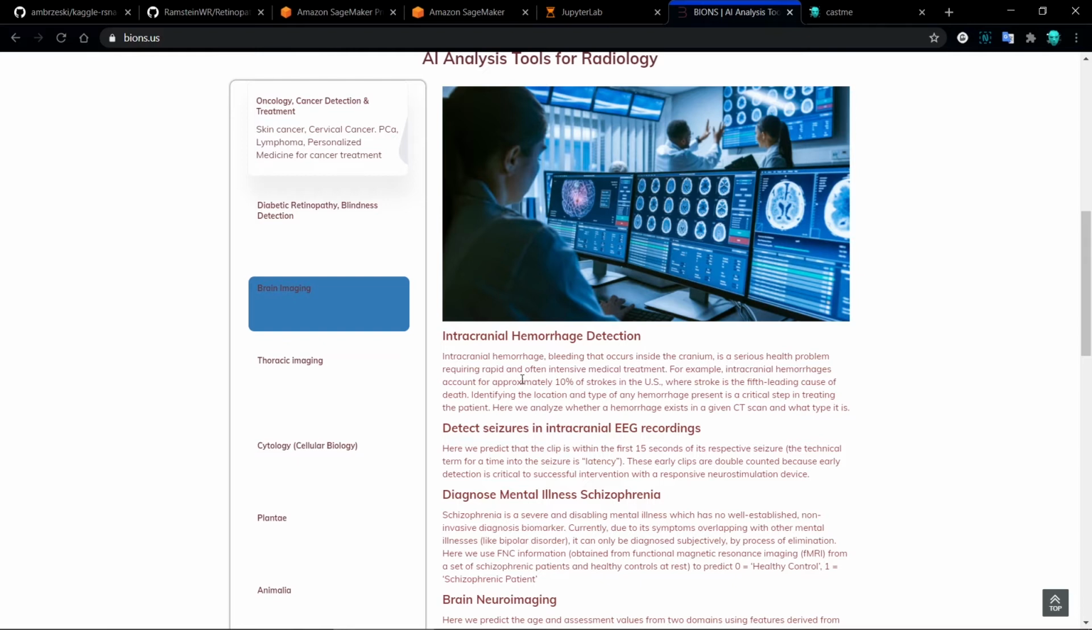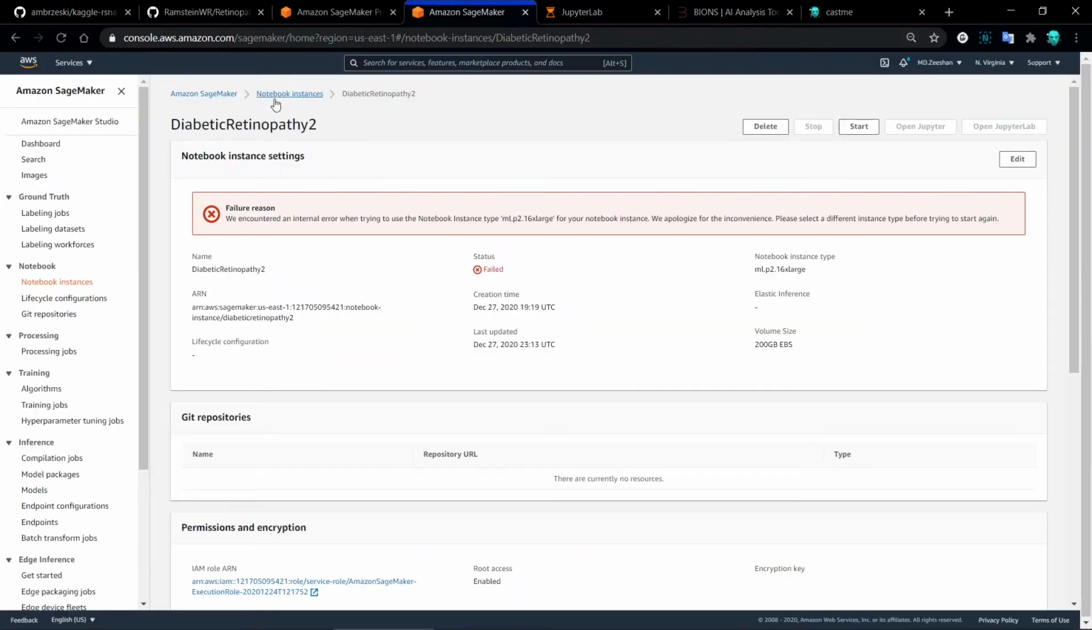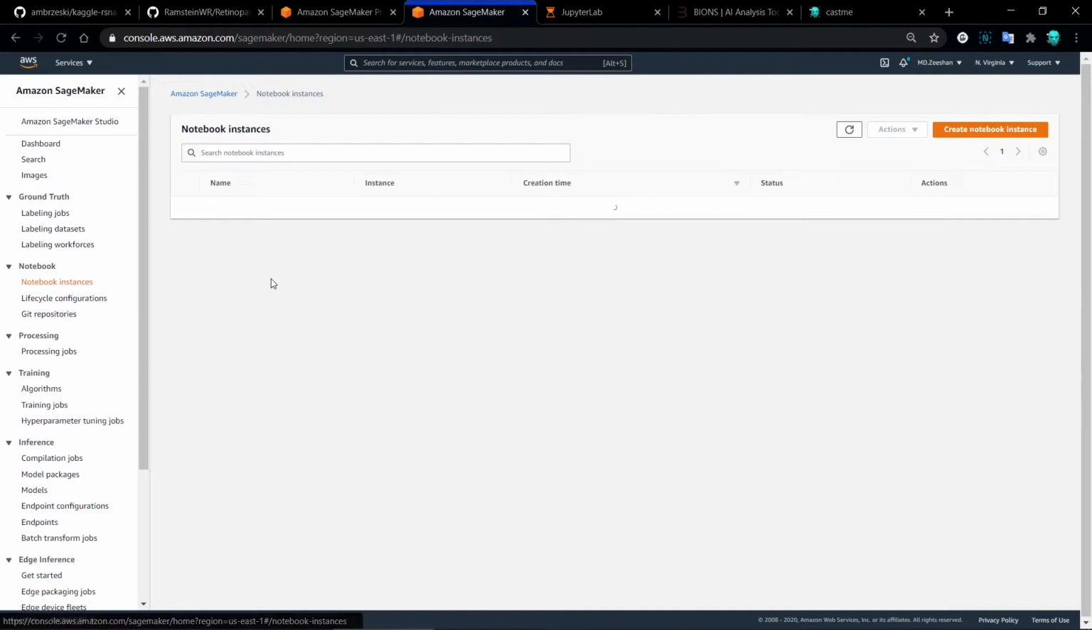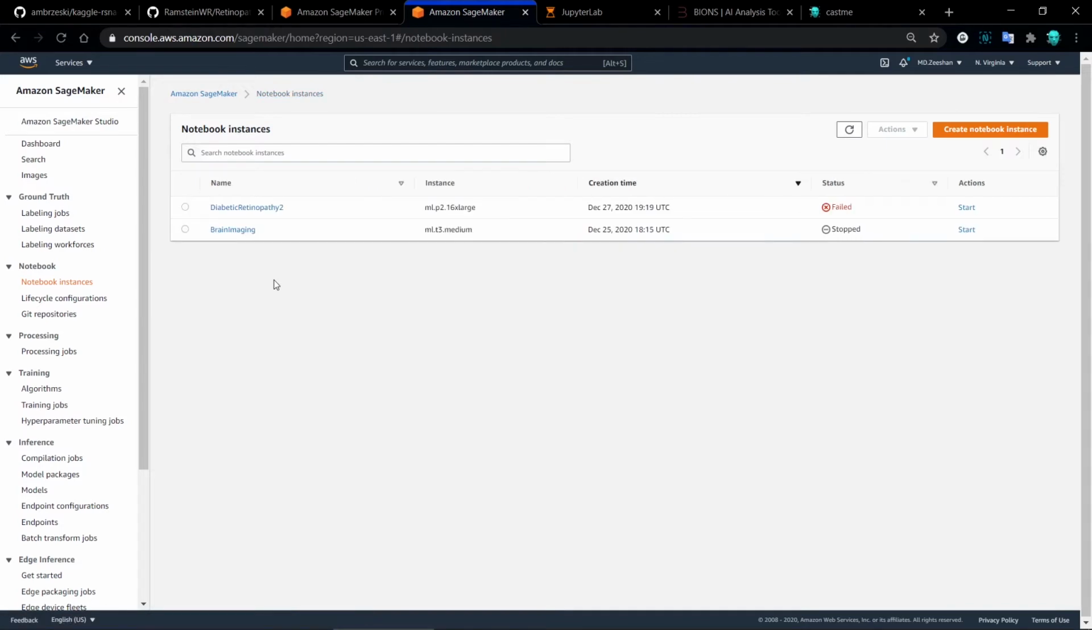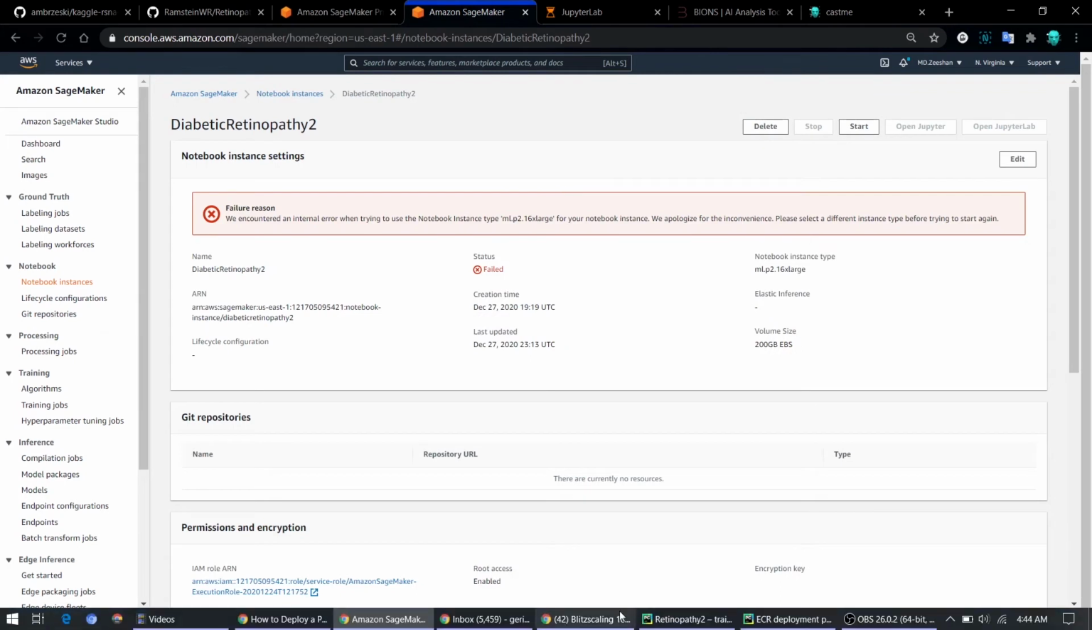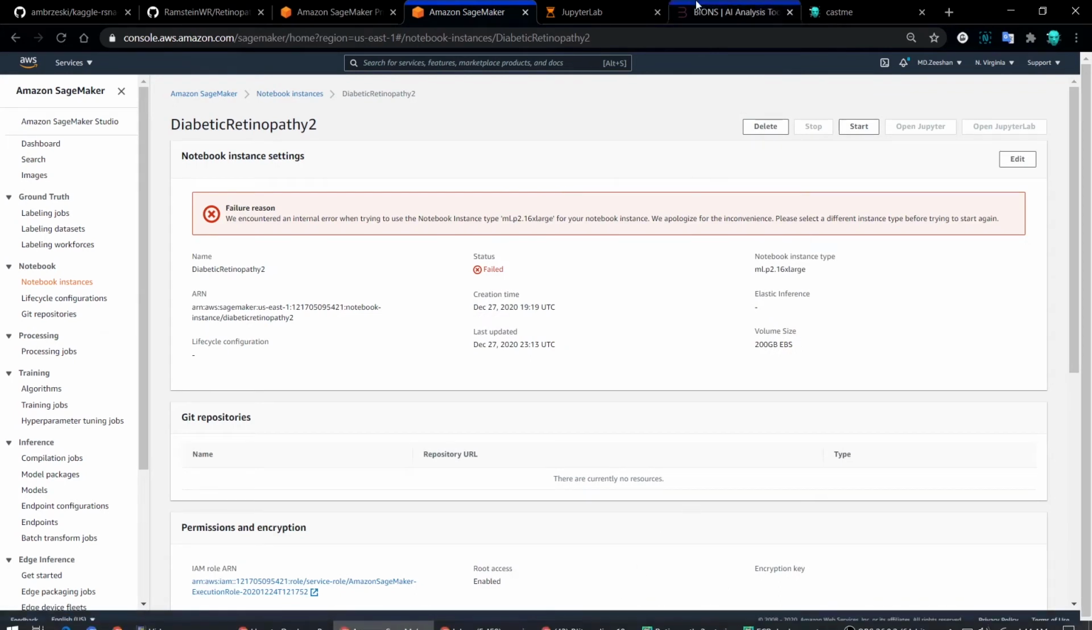So here, we analyze whether a hemorrhage exists in a given CT scan and what type it is. This is also a complex problem. We have also been working on this one, and you can even see the first version of this brain imaging instance that we have stopped for a while. We have the ECR deployment working locally.